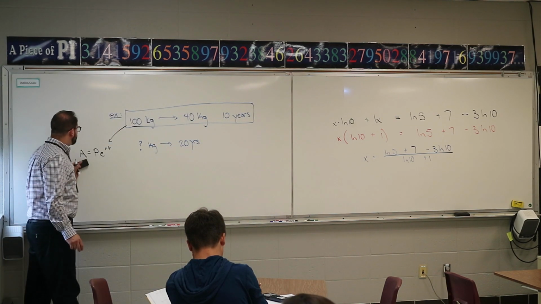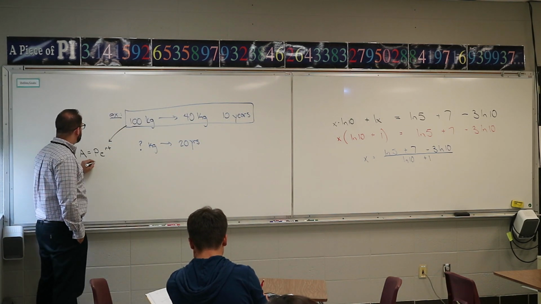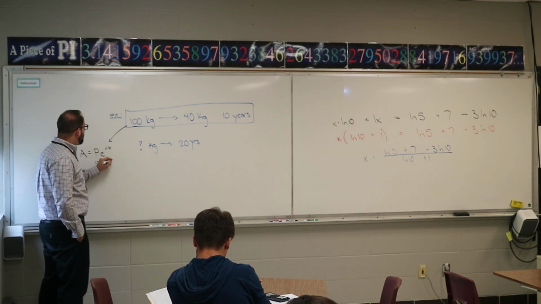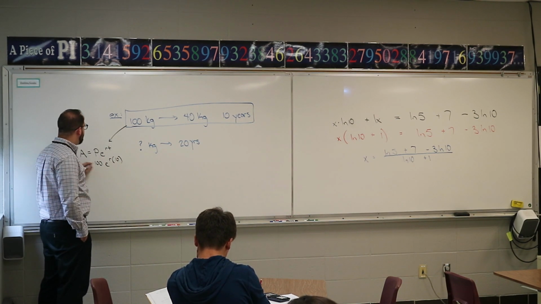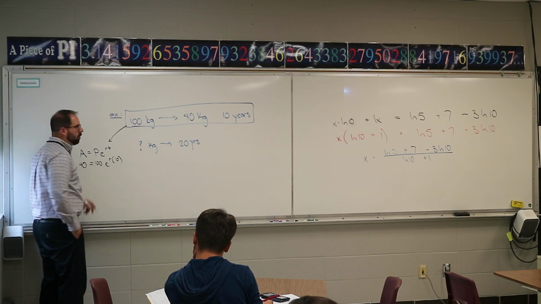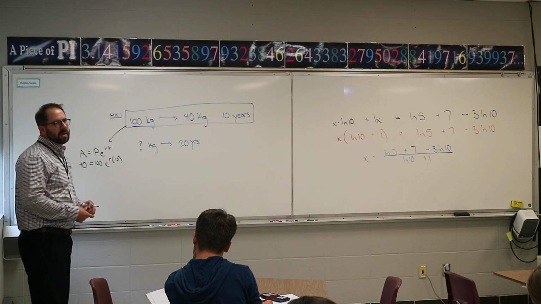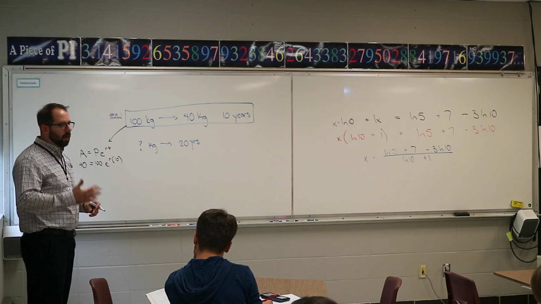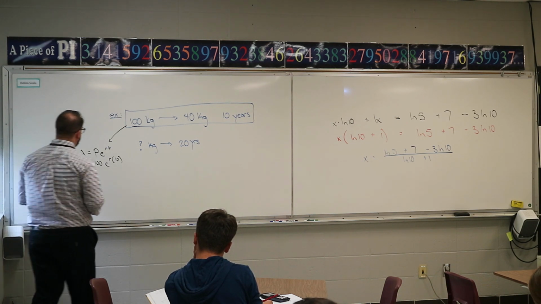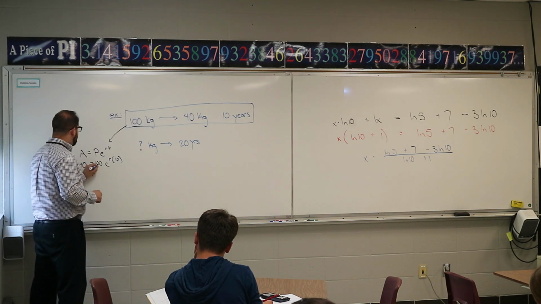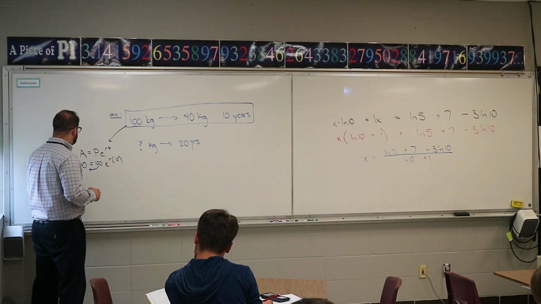All right, so plugging these numbers in, my initial amount of substance was 100. I don't know the rate, but it took 10 years to decay down to 40. The amount was 40 kilograms left after 10 years. Now, do you agree that the r will be a negative number? It's decaying, right? Yeah. So what we're going to do is solve this. I'm going to divide the 100 over first to get the exponent by itself. So this should turn out to be 0.40.